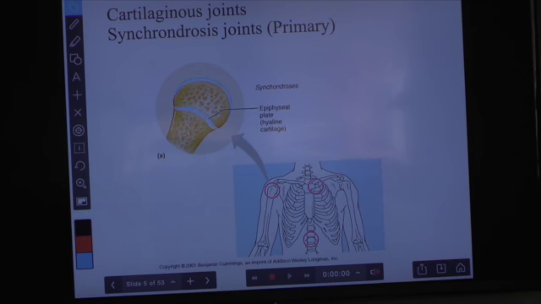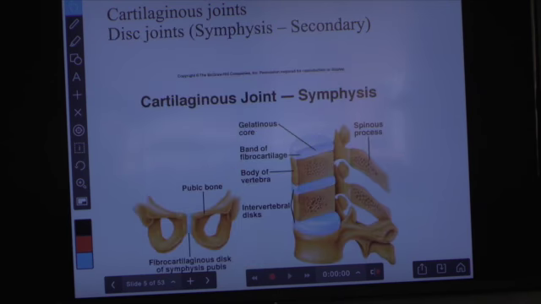So when we talk about the anatomical head versus the anatomical neck versus the surgical neck, this is the anatomical neck. That's where that joint is found. In younger children, when you take the x-rays, you see that joint open. So that's called a synchondrosis joint. It's primary. This was also on the sample test.